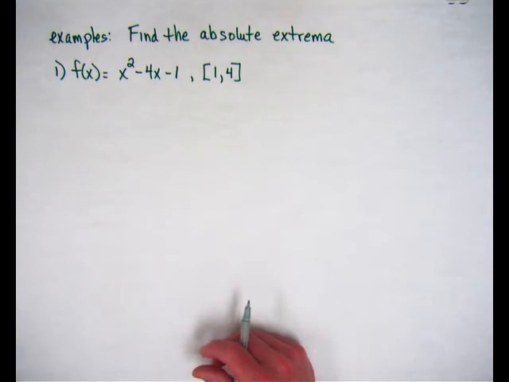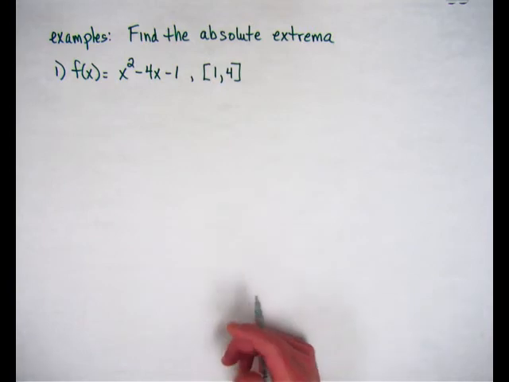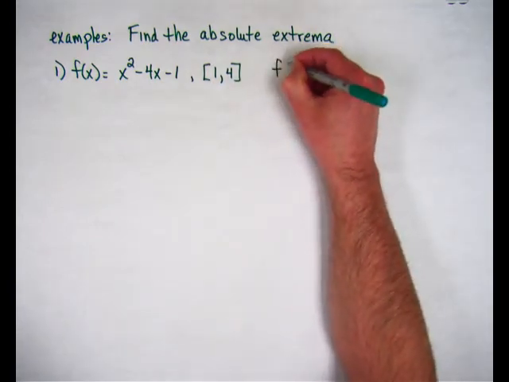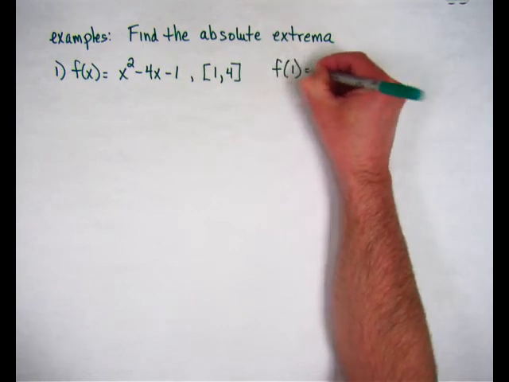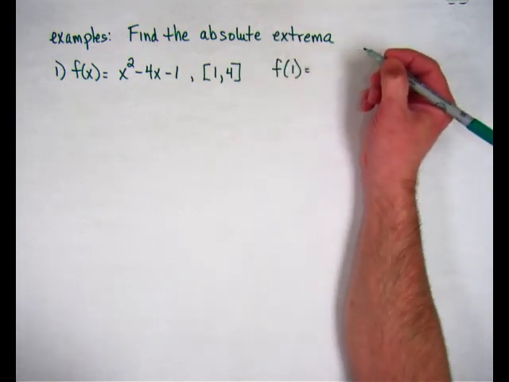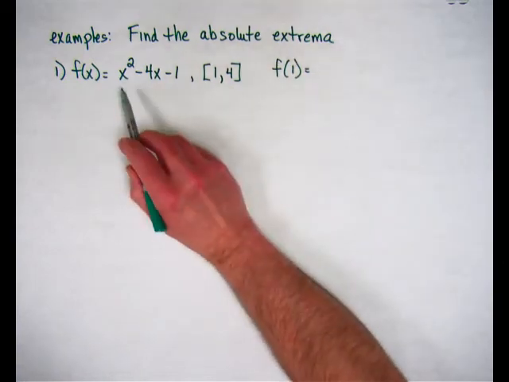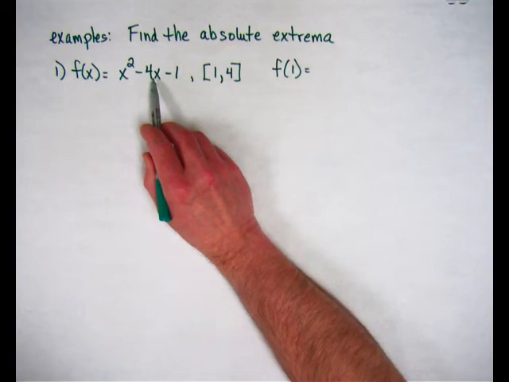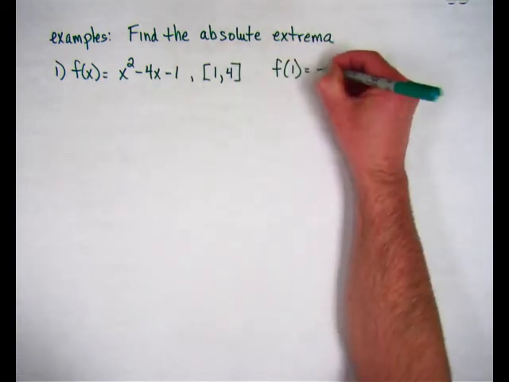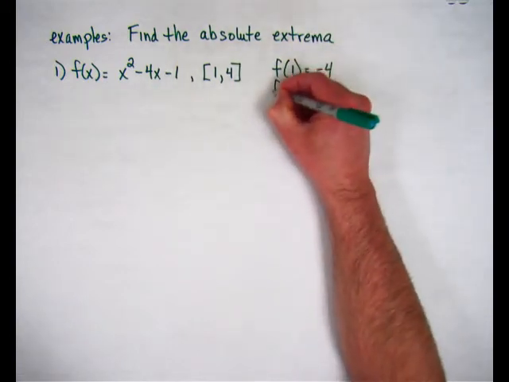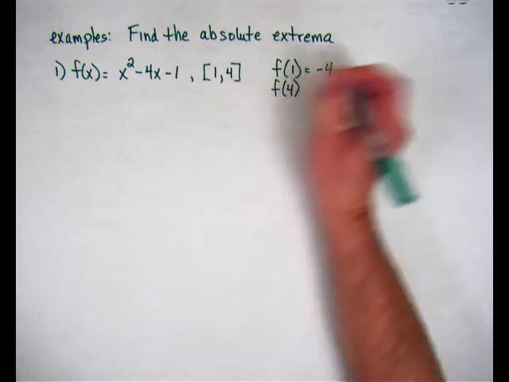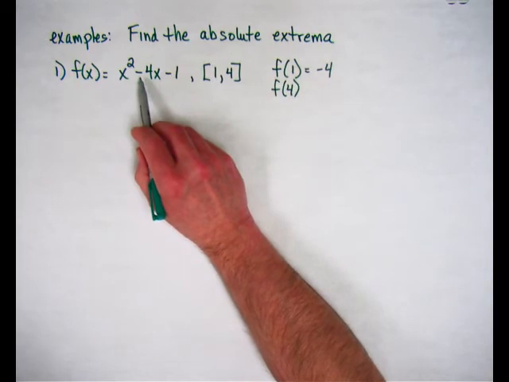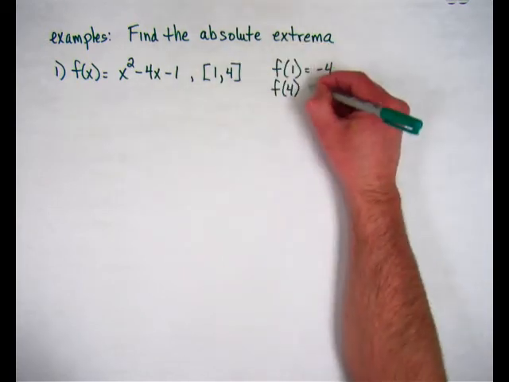Now it doesn't matter which order you wish to do these in. I'll do the endpoints first. So what I would do here is I would take my function f and I would plug in 1. We're not doing any calculus here, we're just evaluating a function. So I would get 1, take away 4, so minus 3, take away 1, minus 4. If I was to plug in 4, I would get 4 squared, which is 16. 16 minus 16 is 0, take away 1.